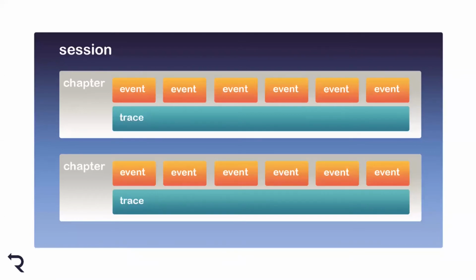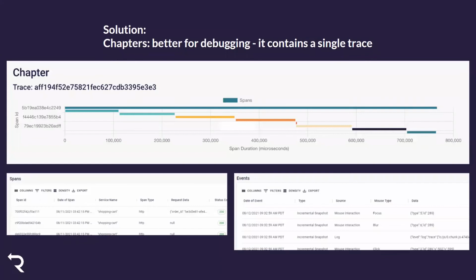Now the data is organized. These events lead to this trace. These events lead to that trace. These are organized into chapters, so it's all neat and orderly. And next, when we focus on a single chapter, we're able to see what that looks like.